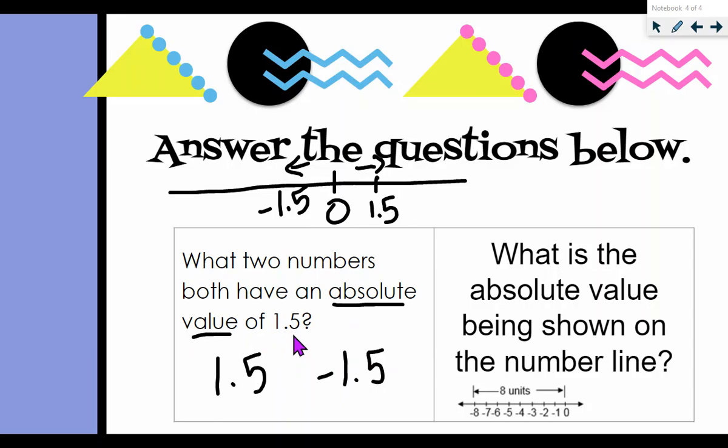The next question says, what's the absolute value being shown on the number line? So first thing I'm going to do is draw my absolute value signs and then figure out what I'm finding the absolute value of. So if we're looking at the distance from 0 to whatever number they put on here. So from here, they're going from 0 to negative 8. So we're actually showing you the absolute value of negative 8. And we're showing that that's equal to positive 8. So even though we're going to negative 8, the absolute value of negative 8 is positive. So that's why they're showing you positive 8 steps on the top here. So absolute value of negative 8 is equal to positive 8 is what's being shown on our number line.